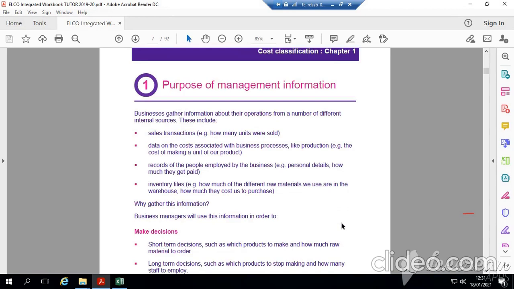So first of all, the purpose of management information. Why do we need information about management? As you know, the business gathers information about its operations in order to understand the cost, the sales figure and the break-even point.